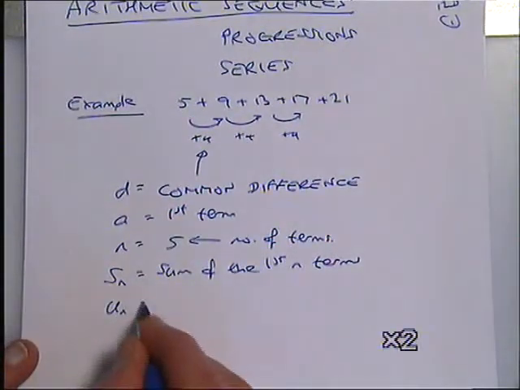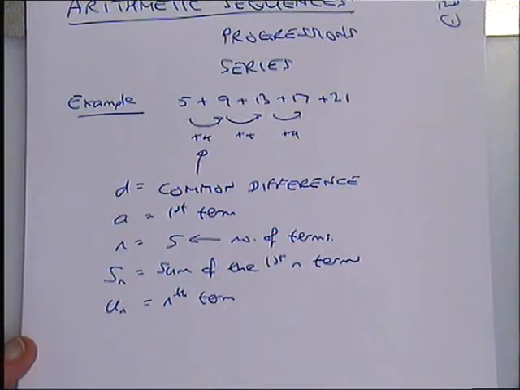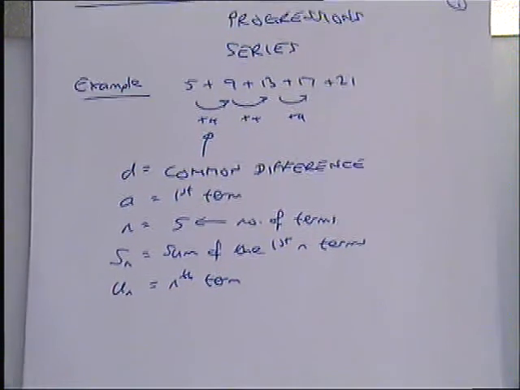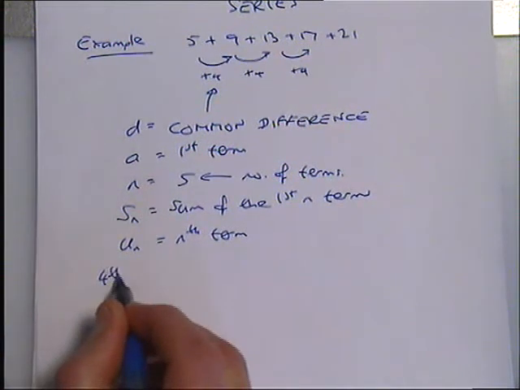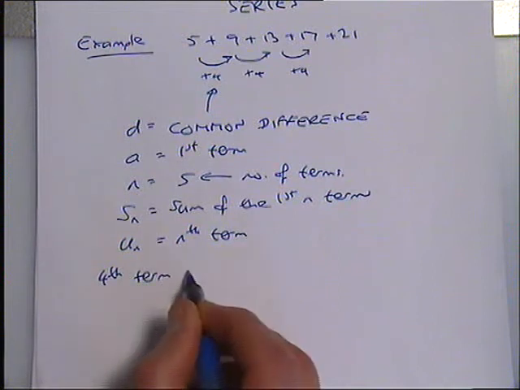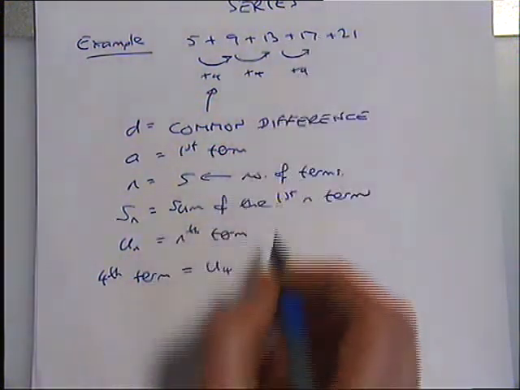And un would be the nth term. So again, that's not new. That's what we've been familiar with before as well. So in the sequence we've got at the top of the board, the one that goes 5, 9, 13, 17, 21, the fourth term up there, which I denote u4, that is 17.